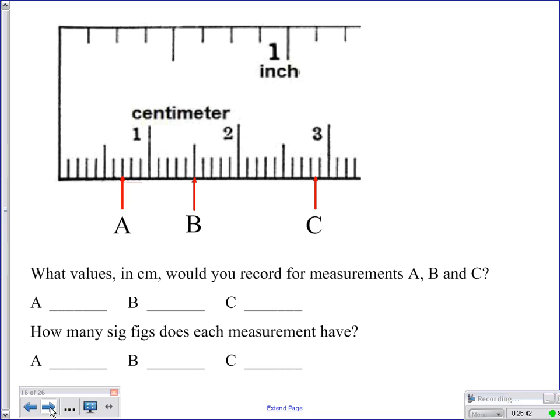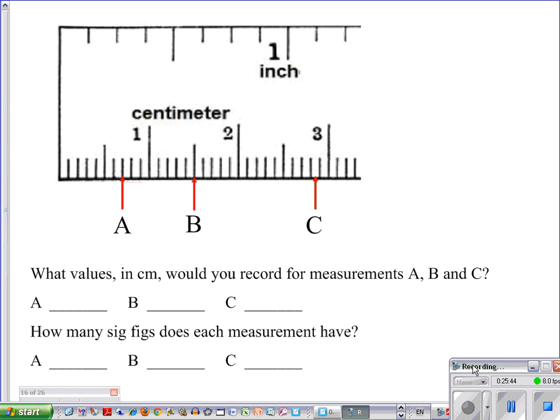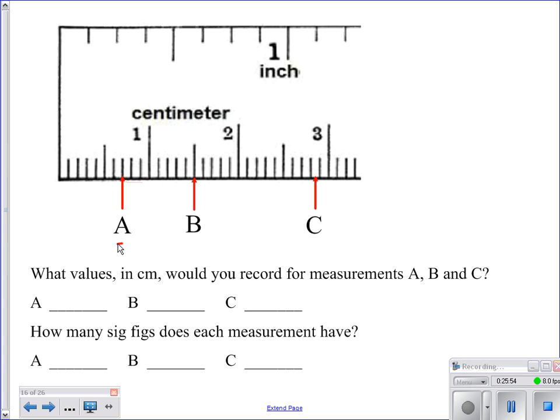Okay, so in this one, we've got a ruler, and we just want to be able to say what those values are, A, B, and C. They're in centimeters. How would we record those measurements? So again, I'm looking at A right now, and I would say 0.7 centimeters.